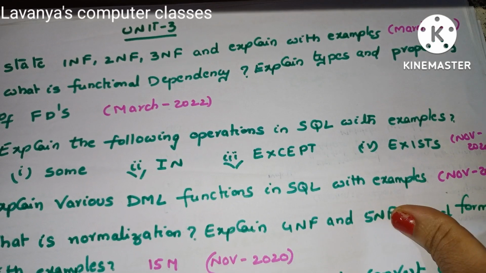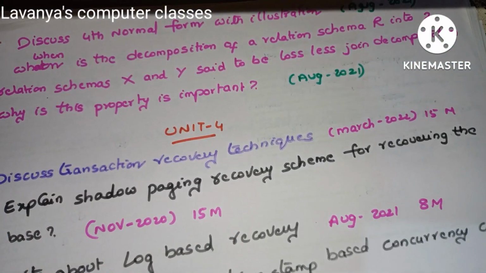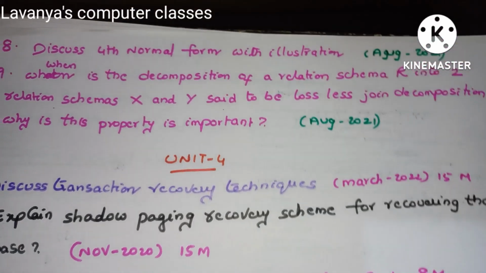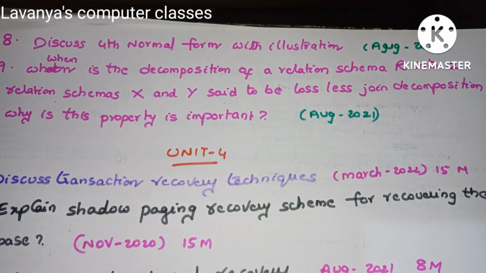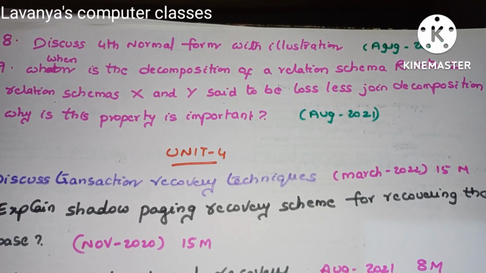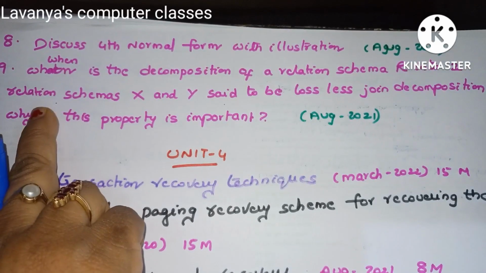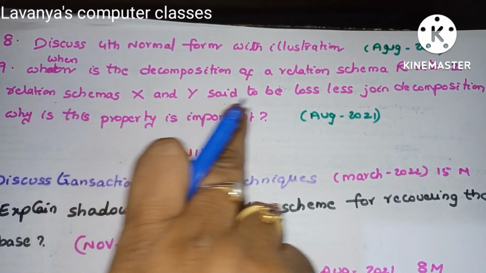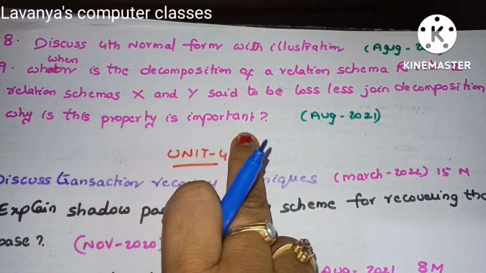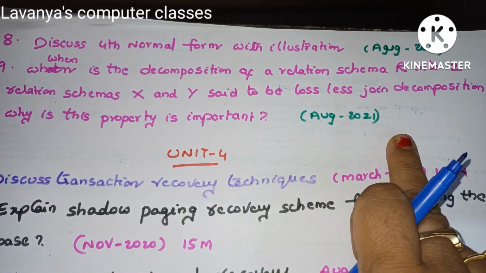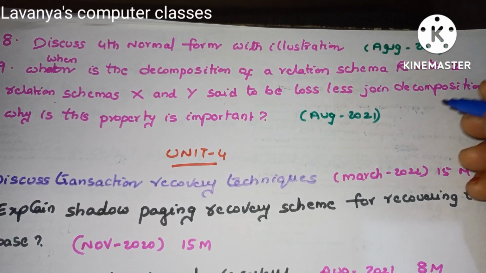August 2021. These are the questions in unit 3 and there are also some more questions. That is, discuss fourth normal form with illustration, August 2021, and when is the decomposition of a relation schema R into two relational schemas X and Y said to be lossless join decomposition? Why is this property important? August 2021.